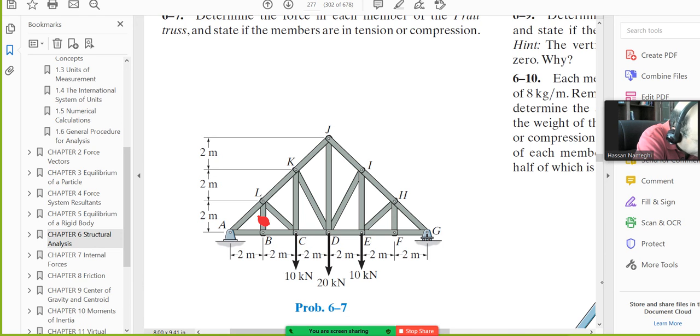Now consider the LK and AL. Do you see these guys? They are collinear. LK and LA. Do you agree with me that LC is also zero? Because if this guy is zero, that will make this guy zero too. When that guy is dead, we have only three members. Two of them are collinear. The third one will be zero. Same thing on the other side. This is zero and this is zero. So this makes this truss much easier to solve.